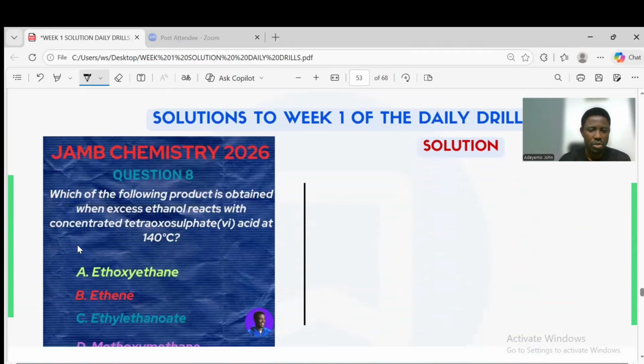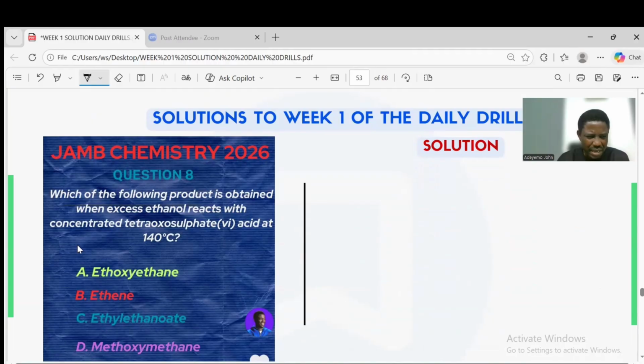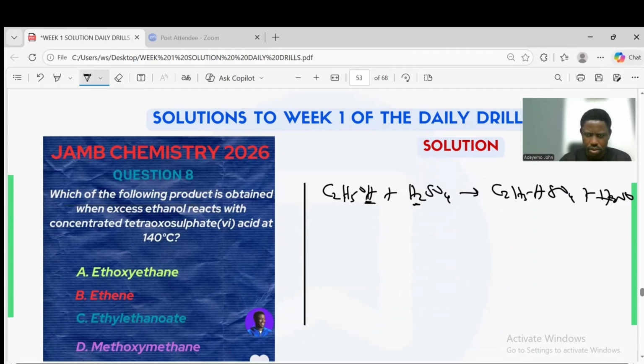Don't forget that. Which of the following products is obtained when excess ethanol reacts with concentrated H2SO4? Let's react it. C2H5OH plus H2SO4, you form C2H5HSO4 plus H2O. All right, this H2O, one H and one H. So you get C2H5HSO4. All right. So this is ethyl hydrogen tetraoxosulfate(VI), C2H5HSO4.